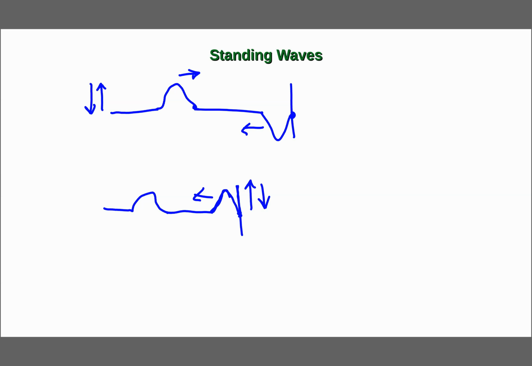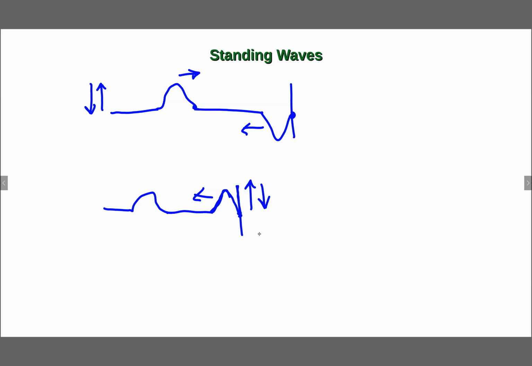And these different constraints on particular points in a wave system are called boundary conditions, okay? And the behavior of our waves will always depend on the boundary conditions. So now, think about these two drawings.